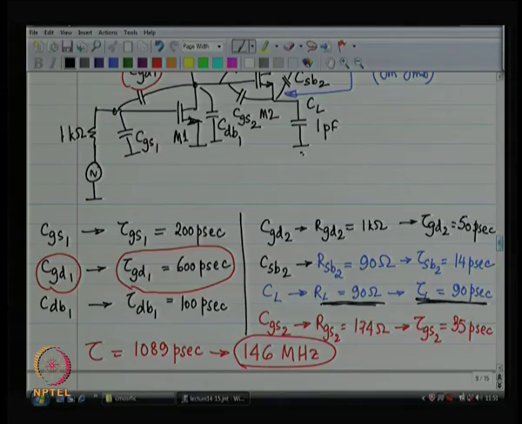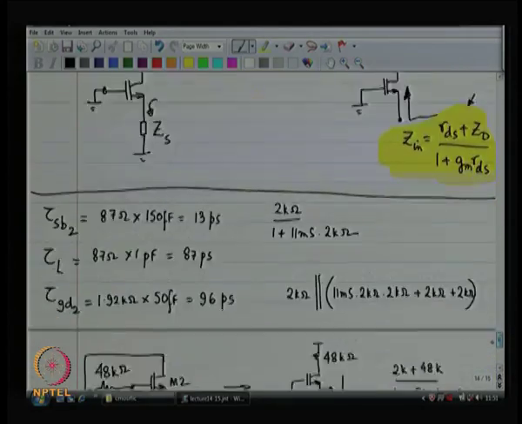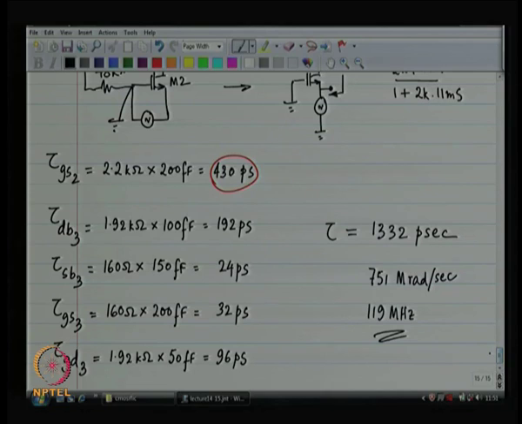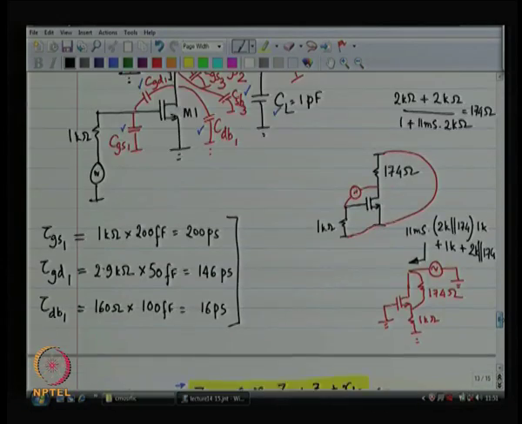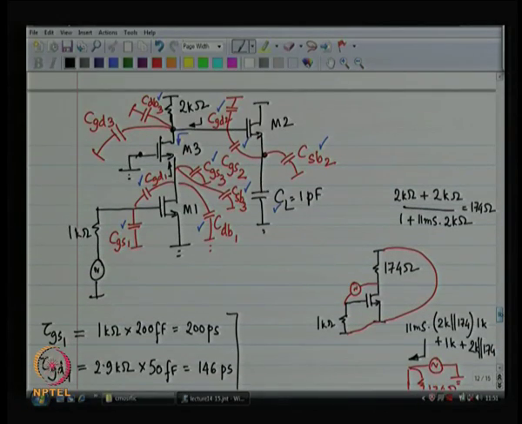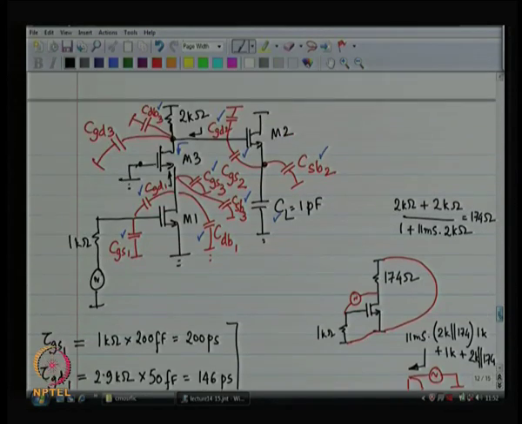And why is it worse? Because I've got a problem over here. I've got gate to source of device number 2, which has escalated the situation. Gate to source of device number 2 has escalated the situation. It's very strange though.